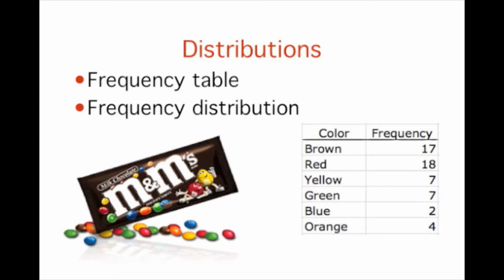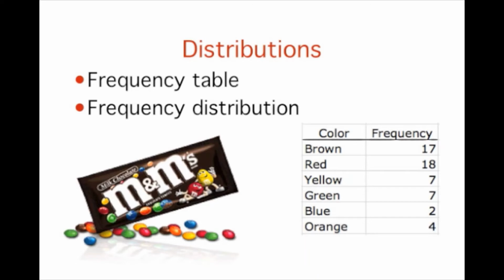I recently purchased a bag of plain M&Ms. The M&Ms were in 6 different colors. A quick count showed that there were 55 M&Ms, 17 brown, 18 red, 7 yellow, 7 green, 2 blue, and 4 orange. These counts are shown in the table.